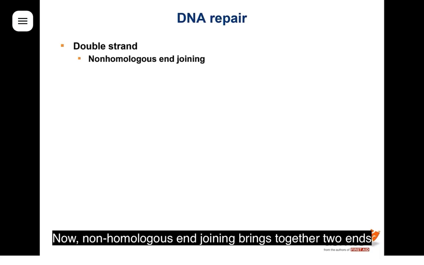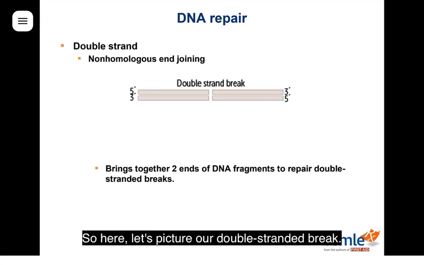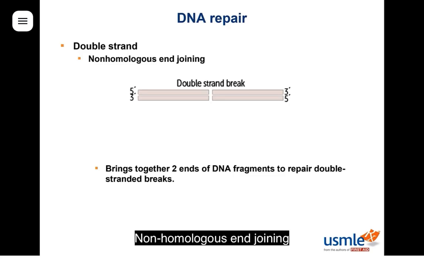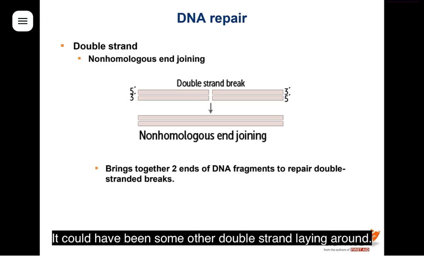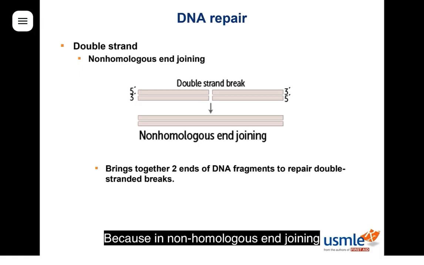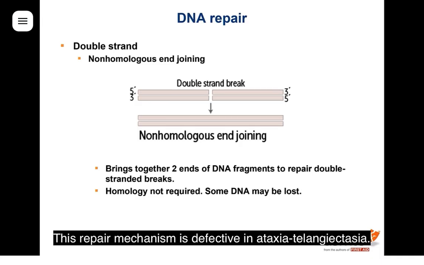Now, non-homologous end joining brings together two ends of DNA fragments to repair double-stranded breaks. So here, let's picture a double-stranded break. Non-homologous end joining will bring together the ends to repair it. Now, I didn't say it was exactly where it was supposed to go. I didn't even say it was the part that broke. It could have been some other double strand laying around, because in non-homologous end joining, homology is not required. Some DNA may be lost in the process. This repair mechanism is defective in ataxia telangiectasia.